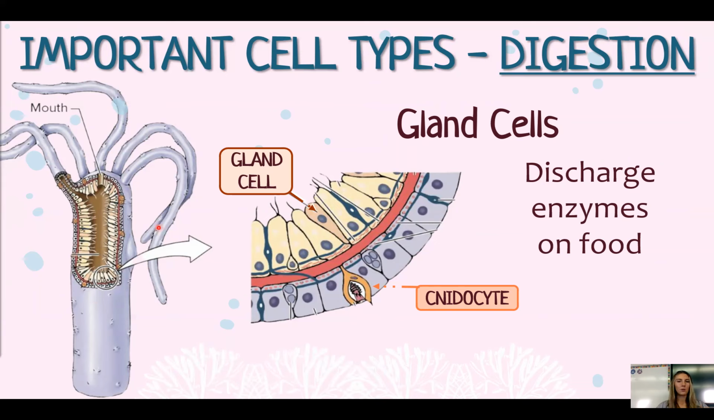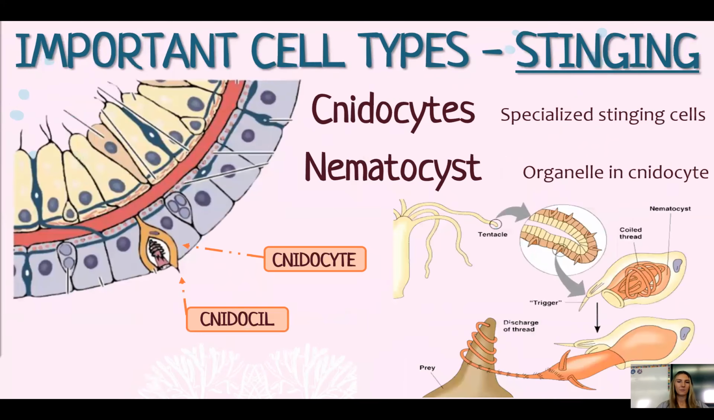The broken down food and nutrients are then going to be absorbed by the cells making up this gastrodermis, that inner cell layer. Now, the way that they digest their food is from enzymes that are excreted by cells called gland cells. Gland cells are located on that inner layer, the endoderm, and they discharge the enzymes that digest food extracellularly, or outside of the cells.